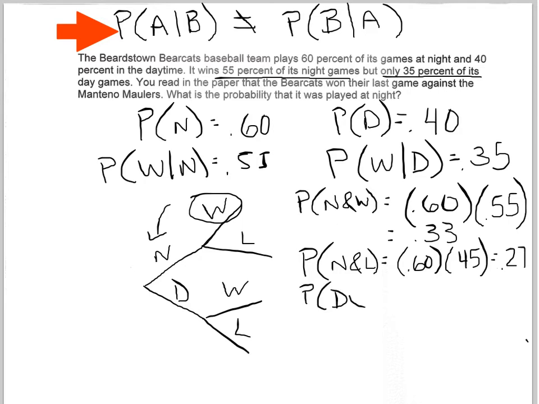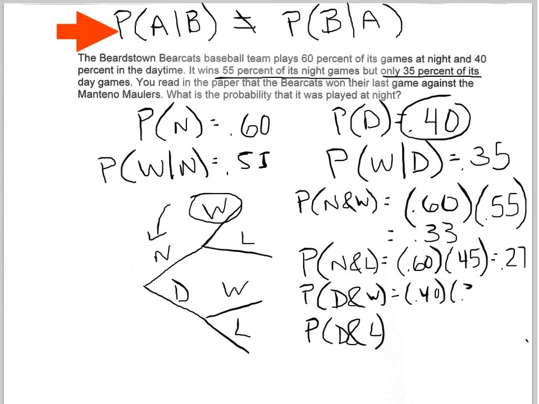Probability of a day game and a win. Probability of a day game and a loss. The day game we have up here as 0.40. Multiply that by 0.35. Day game 0.40, complement of 0.35, which is 0.65. And there's my answers.